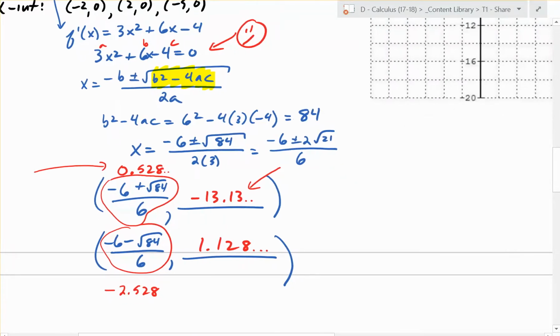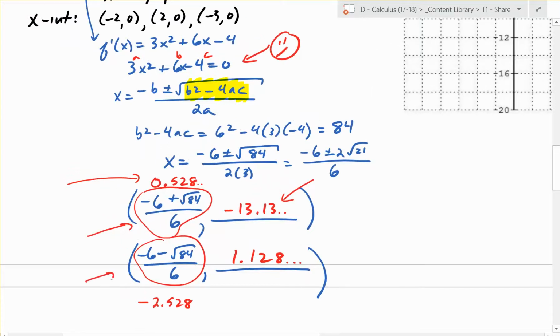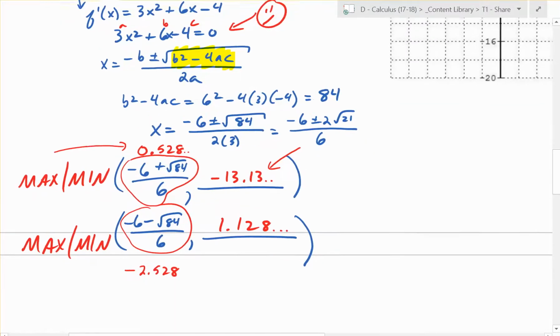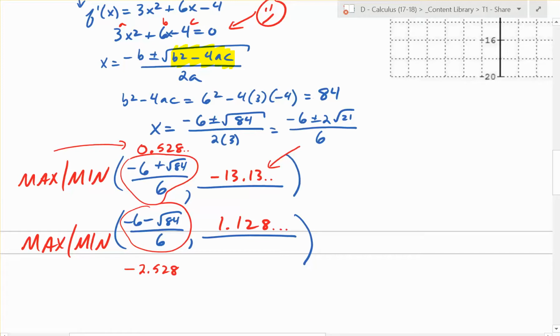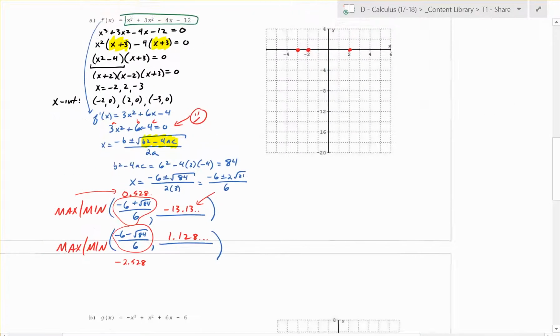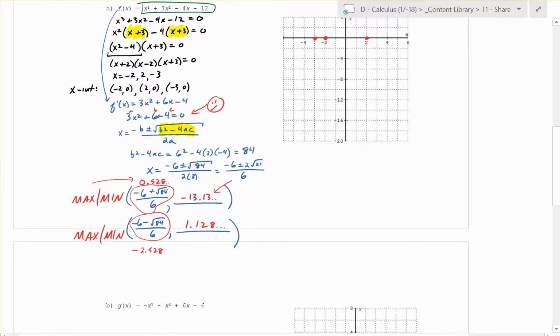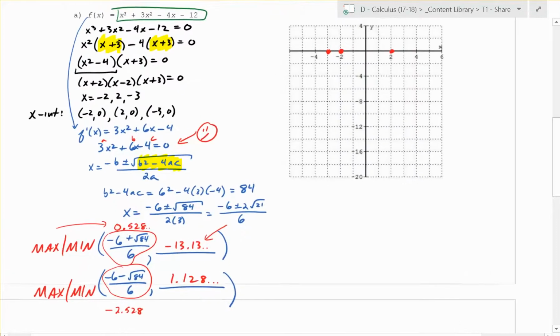So now we know the derivative is 0 at these x values, but we don't know if these are maxes or mins. Is this a max or a min? And is this a max or a min? We don't know. Could be either one, and we're going to figure out if it's a max or a min at each of those points by using the second derivative. But let's plot them first.